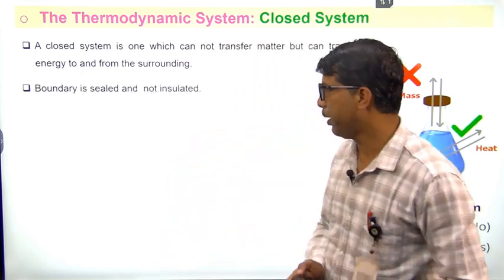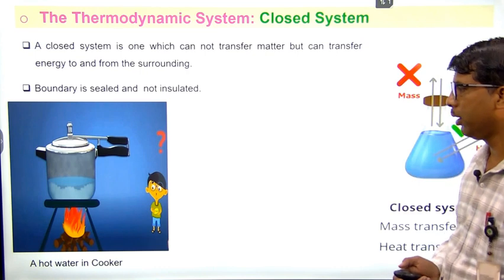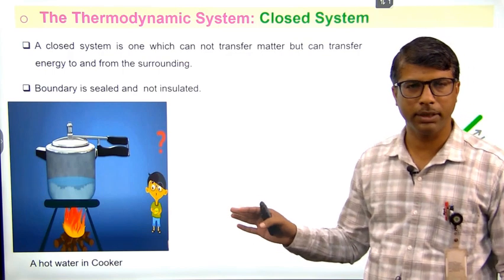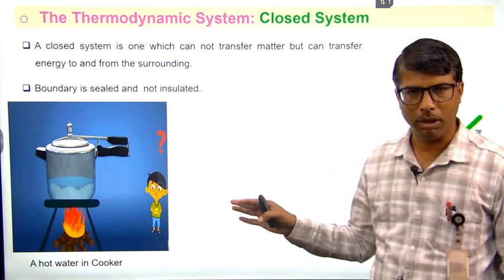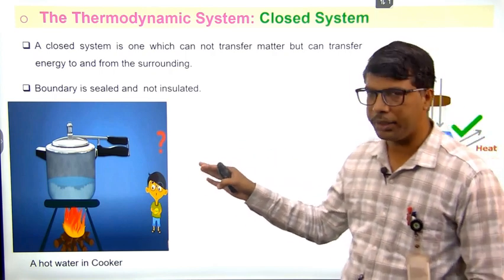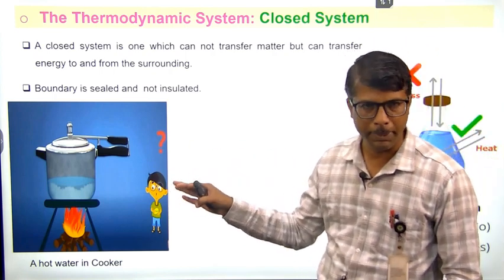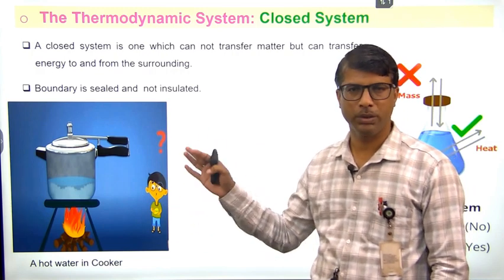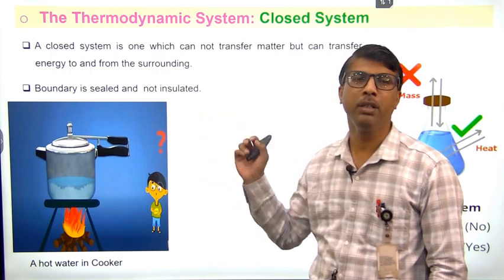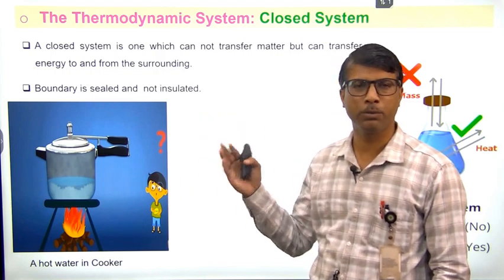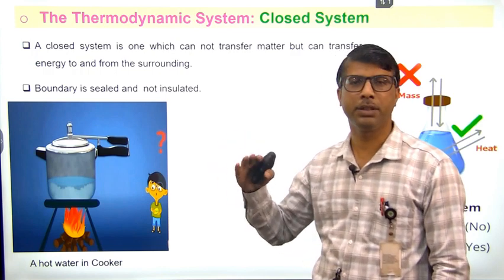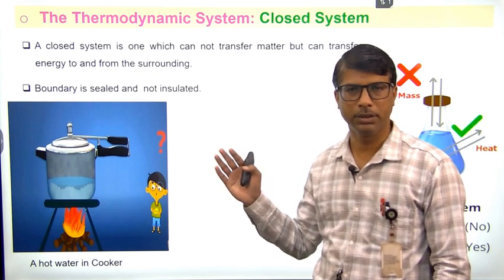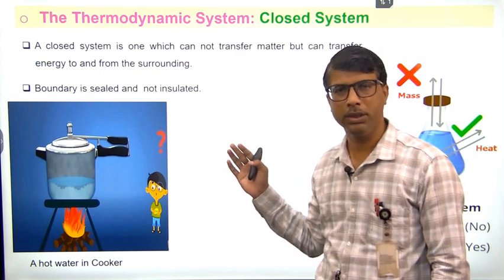Let us see another example of a closed system: hot water in a cooker. Whatever matter is there is trapped in the cooker, and when we close the lid, that means we seal the boundary, and we trap the water vapor inside the cooker. So there is no exchange of water vapor with the surrounding, but we can experience the hotness of the cooker. That means the heat is exchanged with the surrounding. So matter is not exchanged, but heat is exchanged. This is one type of closed system.